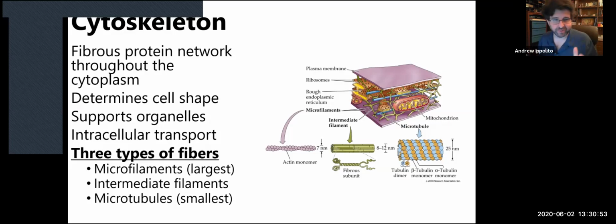The big ones are called microfilaments, which might confuse you, the word micro meaning small, but here we are. Microfilaments are the big ones. Then there's intermediate filaments, which makes sense. They're in the middle. And then there are the microtubules. Those are the smallest. Okay?